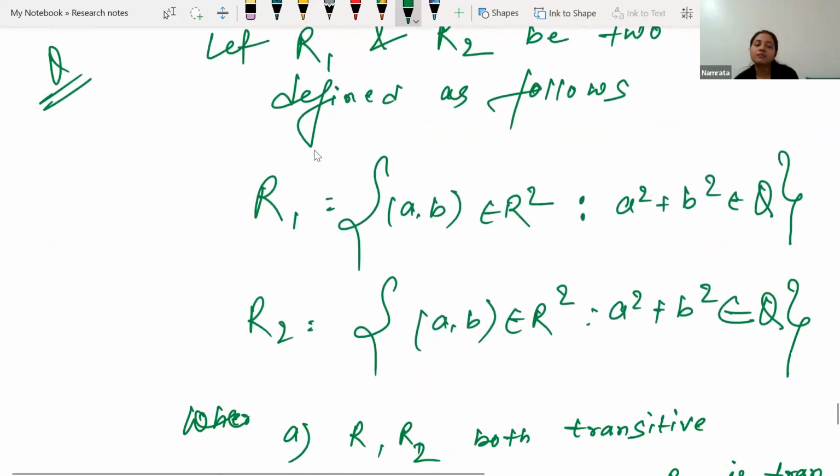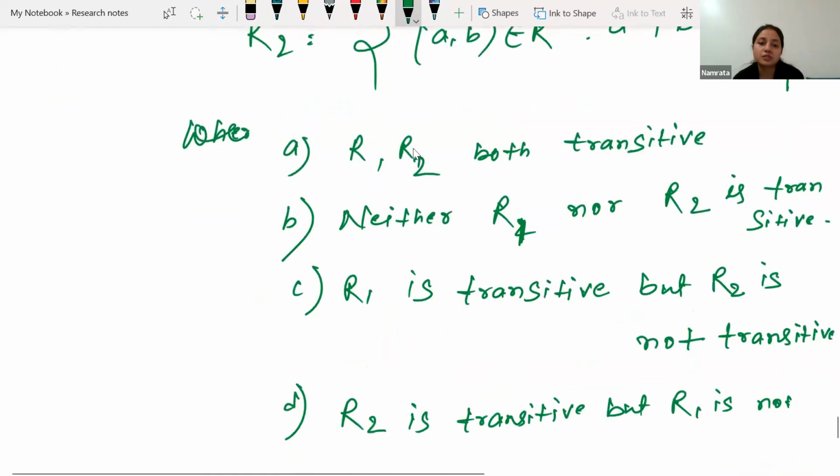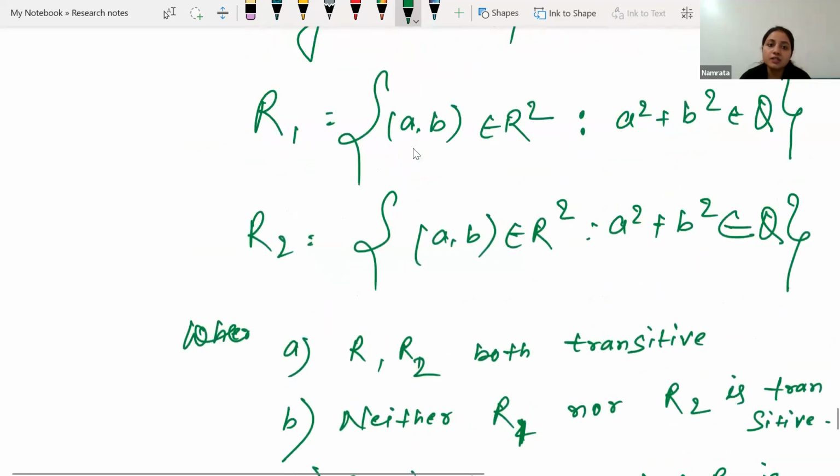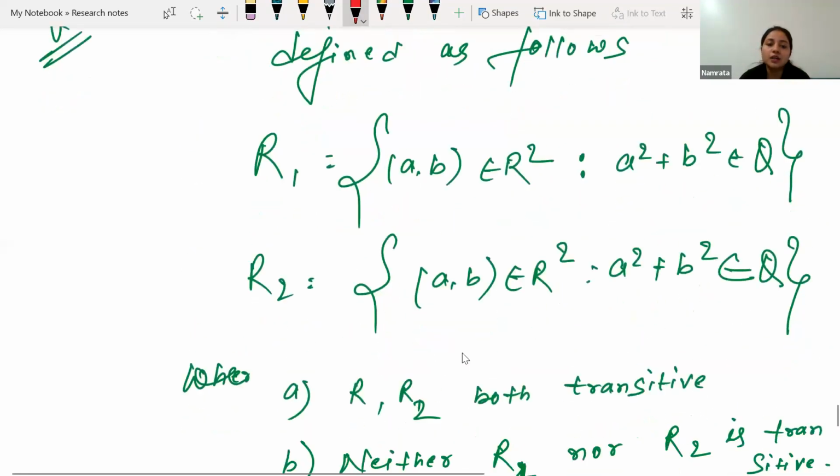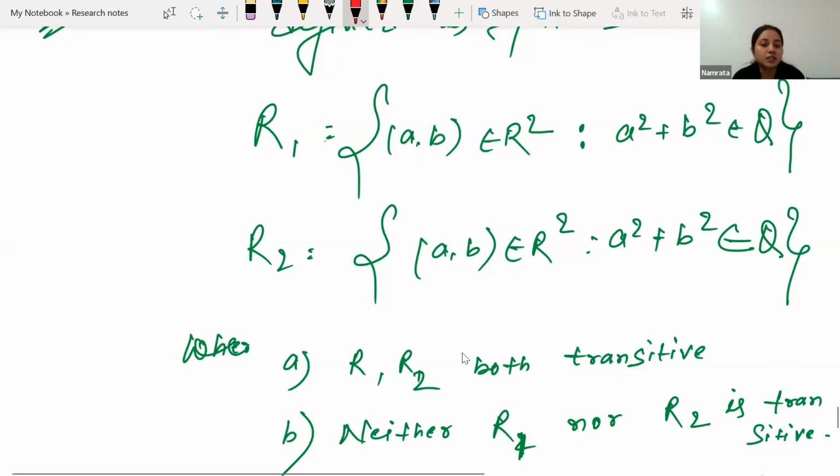So here R1 and R2, two relations are defined, and we have to check which one is transitive. We don't have to check which one is reflexive or symmetric. We only have to focus on transitive, because all the options are talking about transitivity only. So let's see which one is transitive. We have a relation R1, that is the set of all (a, b). Again, this is set builder form.